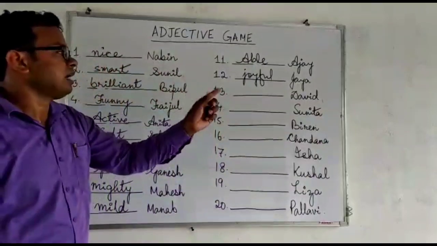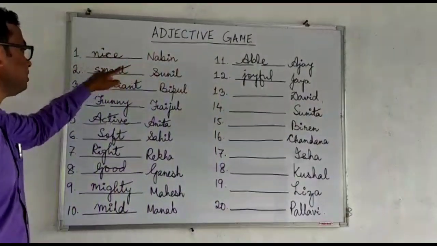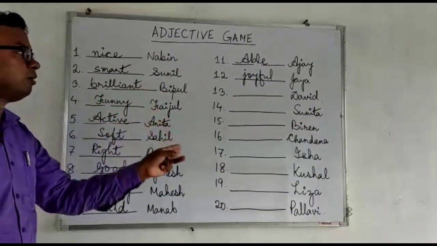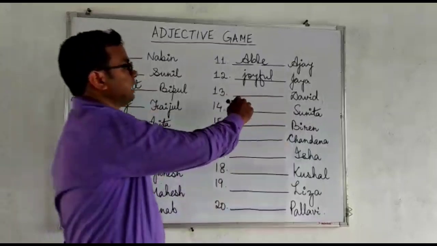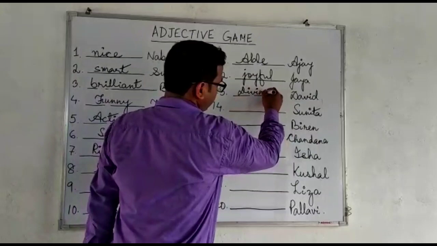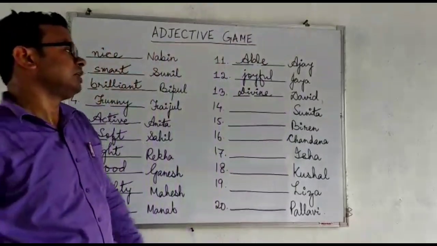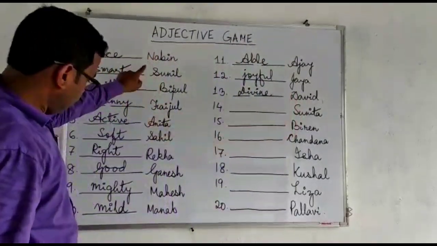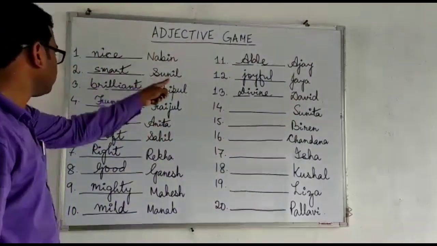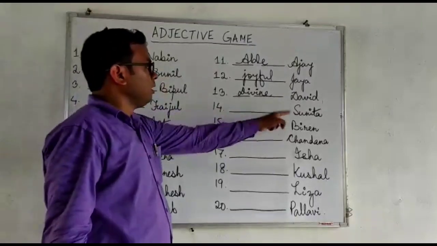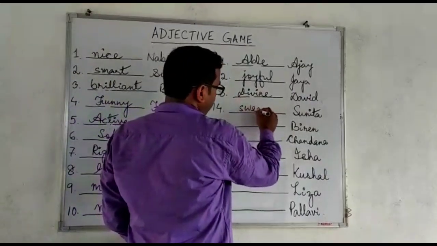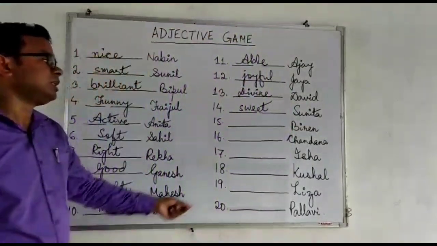After Jaya, we have David. So what will David say? All the names he will mention: nice Nabin, smart Sunil, brilliant Vipul. All the adjectives along with the names he will pronounce. And after that, he may say divine David. Next student is Sunita. Already we have many students with S, Sunil and Sahil. So smart Sunil, then soft Sahil. So Sunita may say sweet Sunita.